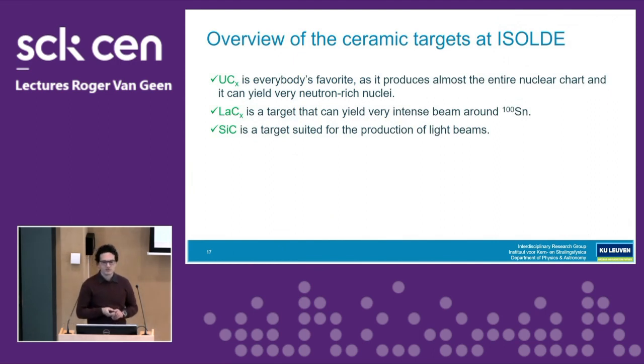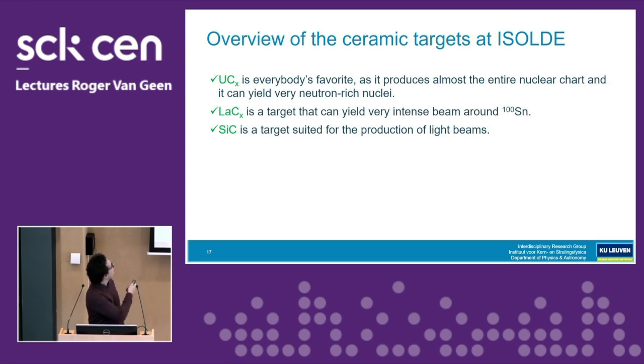Okay, so let's see what are typically the ceramic targets at ISOLDE. Uranium carbide, as I said, is everybody's favorite. You can produce almost the entire nuclear chart with it, and it can yield very neutron-rich nuclei.